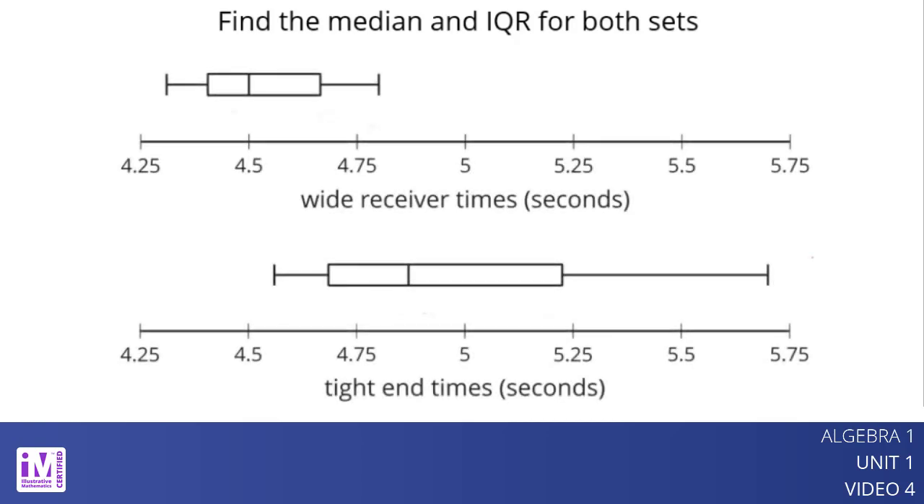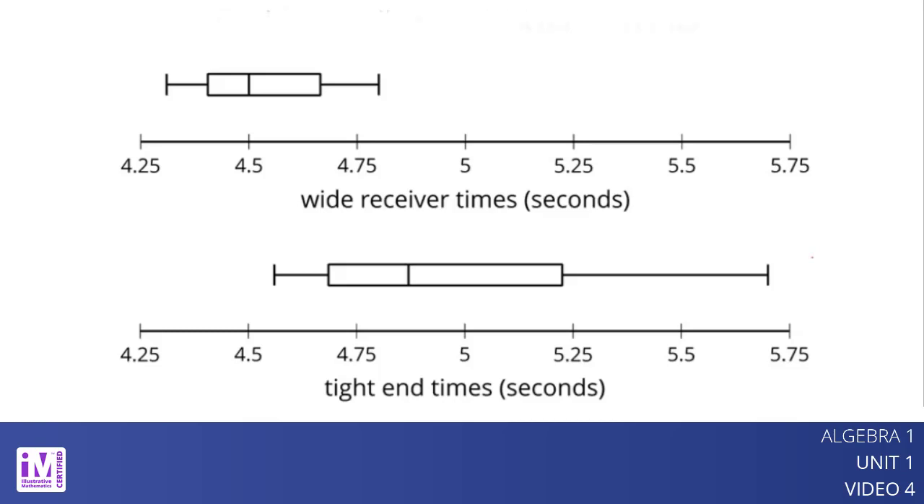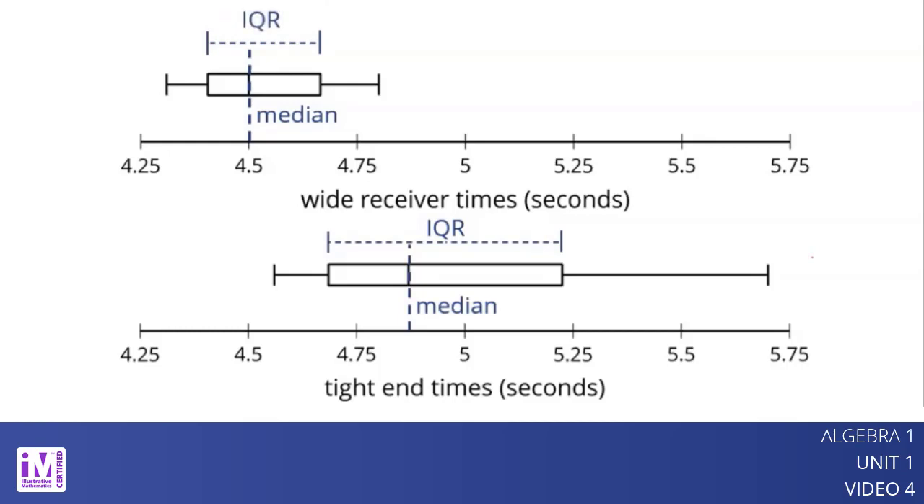Here are the box plots for each dot plot. This shows that the tight end times have a greater median, about 4.9 seconds, compared to the median of the wide receiver times, about 4.5 seconds. The IQR is also greater for the tight end times, about 0.5 seconds, compared to the IQR for the wide receiver times, about 0.25 seconds. This means that the tight ends tend to be slower in the 40-yard dash when compared to the wide receivers. The tight ends also have greater variability in their times.